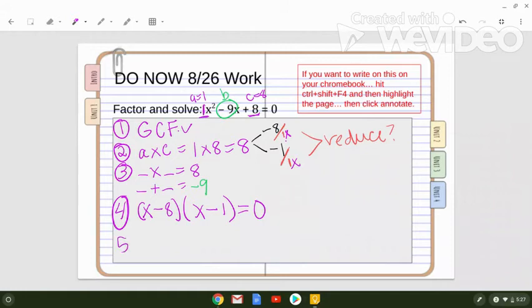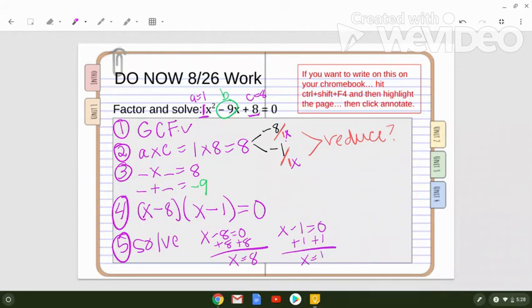Step 5, we solve. So x minus 8 equals 0. Add 8 to both sides. We get x equals 8. And then we got x minus 1 equals 0. Add 1 to both sides. We get x equals 1. So you have two answers, x equals 8 and x equals 1. The way that we were taught to write them in Algebra 1 is x equals, fancy brackets, 1, 8.